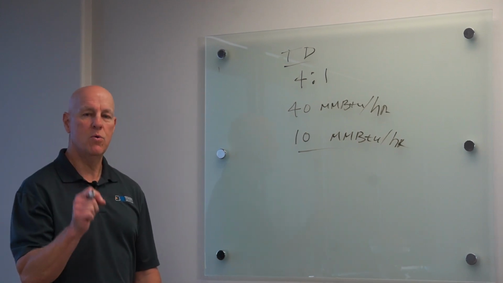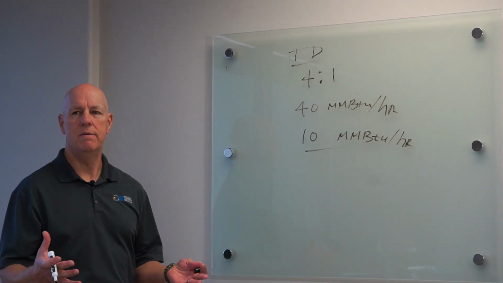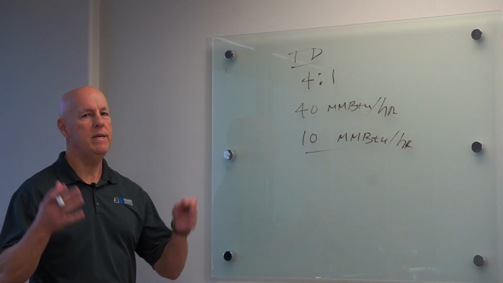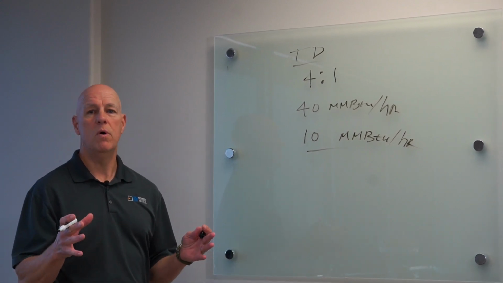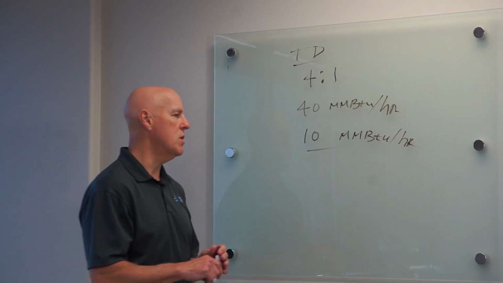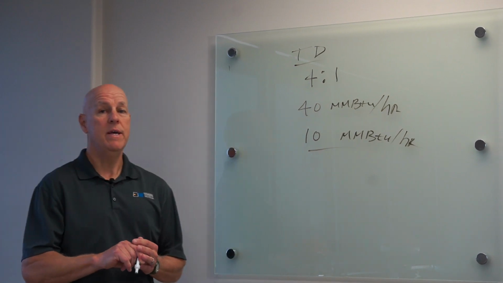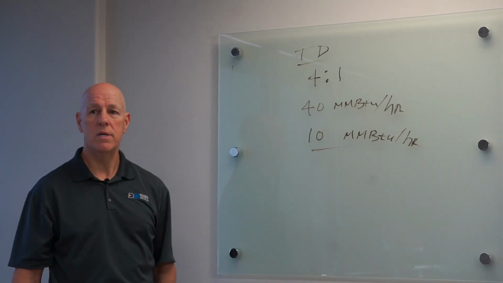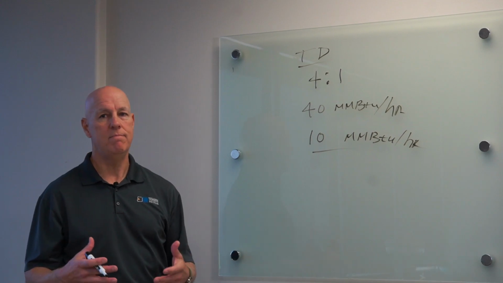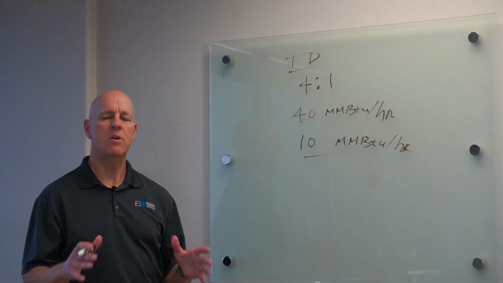So another question is, what is the limit? Is there a limit? Can I turn a heater down 100 to 1? Maybe you have a process that requires big turn down, and you're saying, gosh, 4 to 1 doesn't get it for me, I really need 10 to 1. So is there a practical limit?